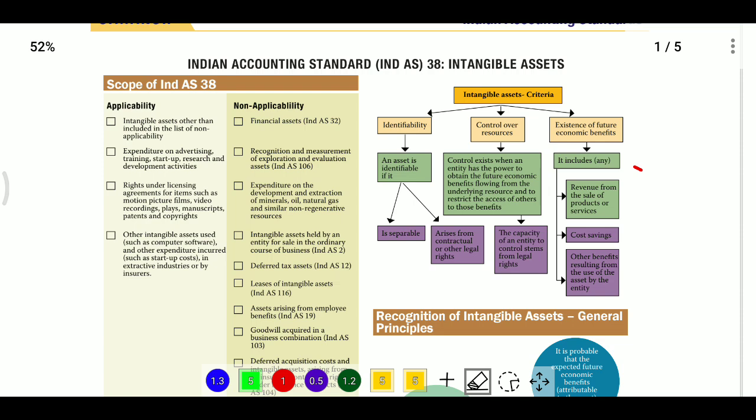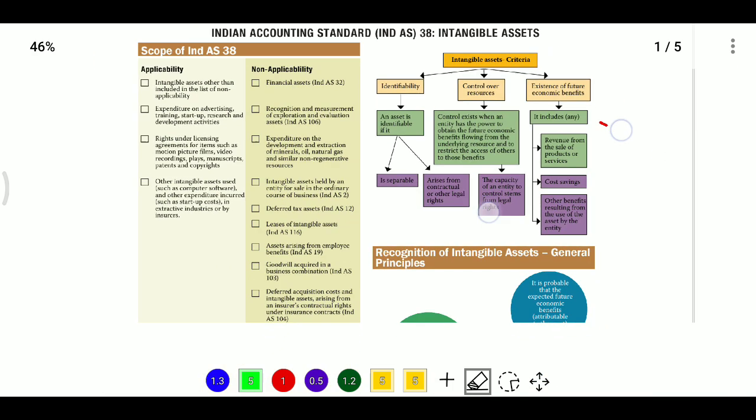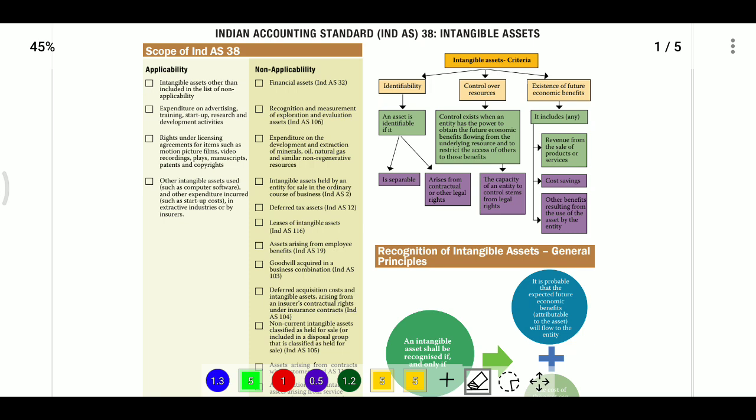Here the intangible asset means it is an asset which does not have physical substance, and there must be the existence of future economic benefits. So firstly we need to see that the existence of future economic benefit will be there, and control over the future economic benefit will be required.